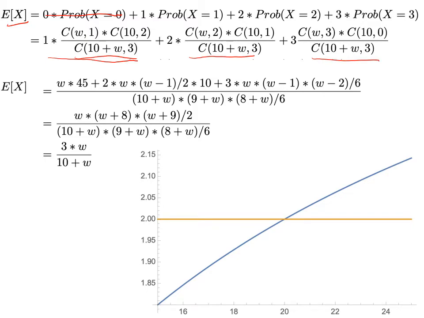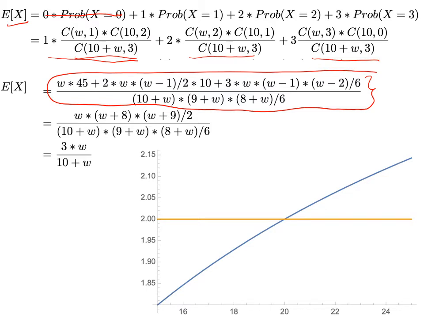So once we plug in the definition of choose, this is the expression we get. And then we can simplify this further, and finally we end up with this expression. So the expected value of X is equal to 3 times W divided by 10 plus W. And so now to compute W, we can plug in 2 instead of the expected value of X.